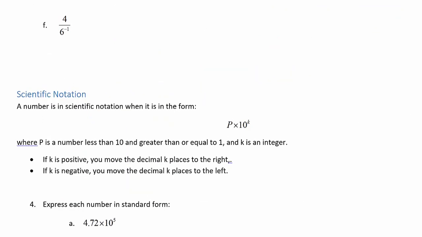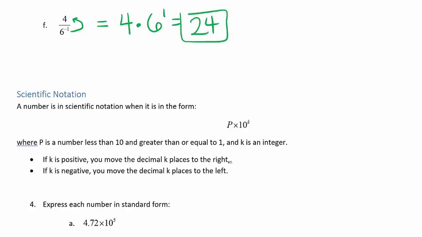Once again, we only move the things with negative exponents, so the 6 will move to the top, the 4 will stay on the bottom. This is going to become 4 times 6 to the 1, or 4 times 6, which is 24.